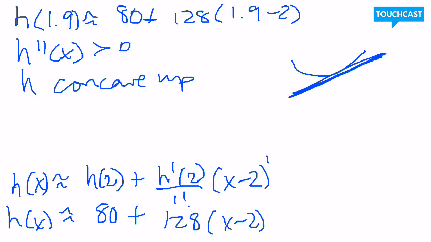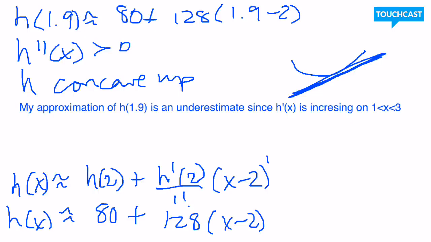And I would write my conclusion like this. So this would be my answer to the last part of A: my approximation of h of 1.9 is an underestimate since h prime of x is, oops, I misspelled increasing, on 1 to x to 3. Now that interval, I only just gave it because that's the same interval they gave me. What I really need is to understand the behavior of h prime on the interval 1.9 to 2. That's the critical interval, but here they happen to have told me that it's true for the whole interval 1 to 3.